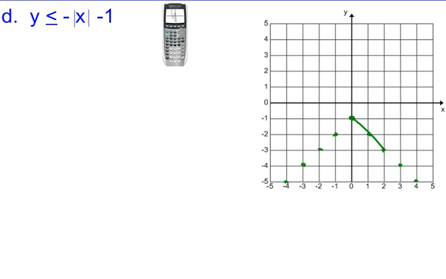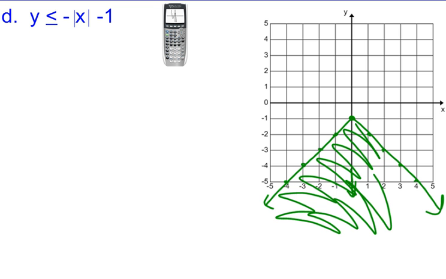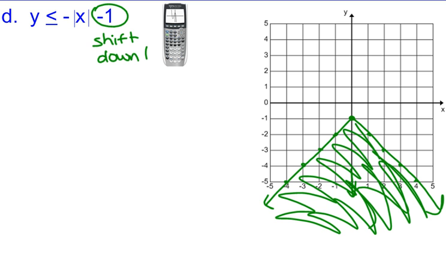It's less than or equal to, so it's solid lines. And since its y is less than or equal to, I would shade inside my absolute value again, but it's going down. So I shade all over in there. What I want you to notice about D is this negative 1 on the outside made it shift down 1. Remember the plus 2 made it shift up 2. So this one made it shift down 1. And this negative made it go down instead of up.